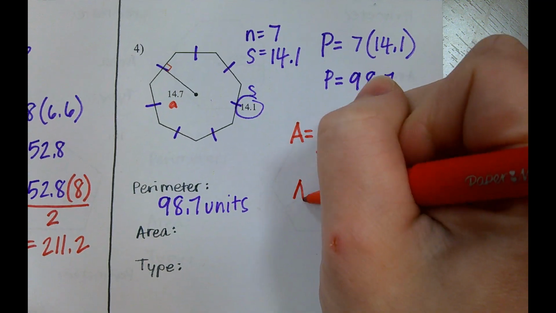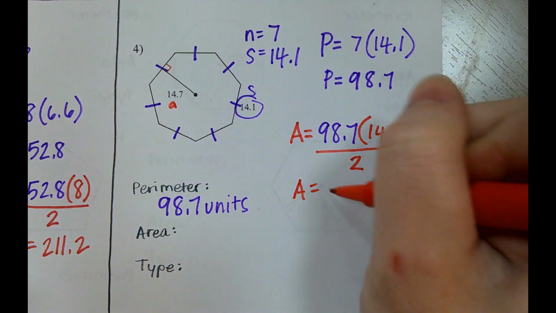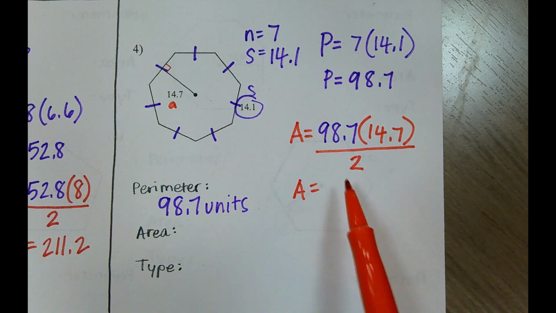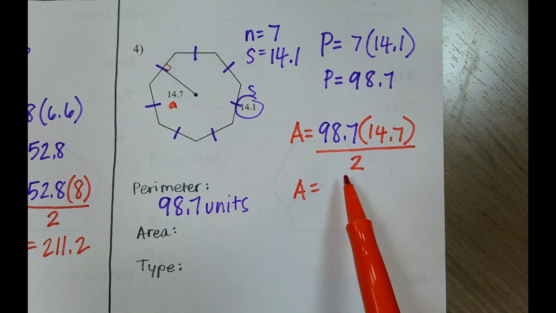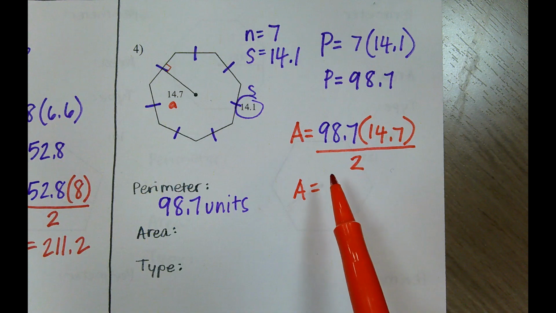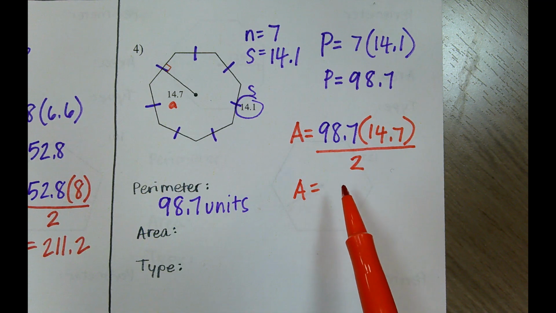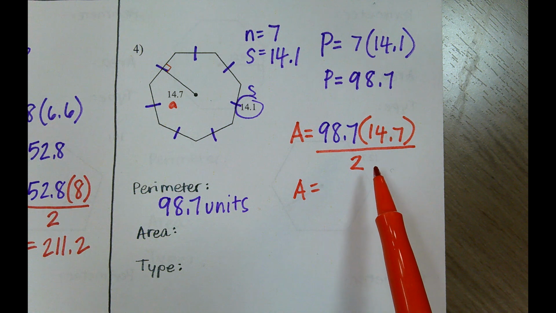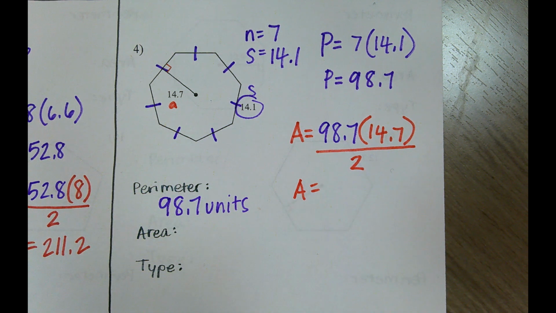Tell me when you get an answer for area. 1,144. Let's see, 98.7. I think you're on the right track. Did you divide by 2? No, not yet. Okay, divide by 2 and that'll get you your answer.